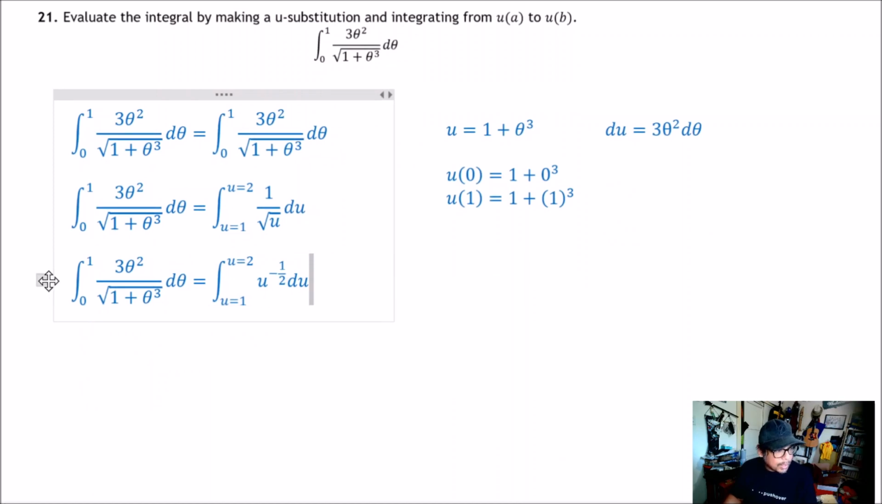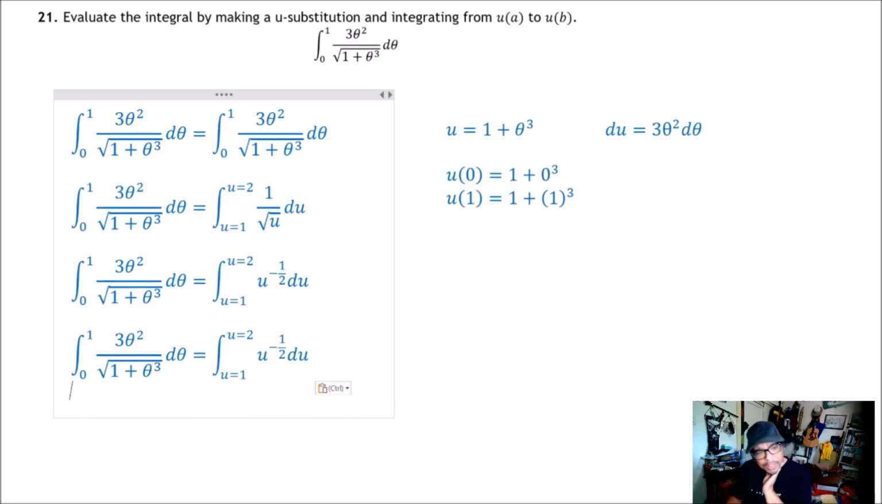And then if we integrate that, u to the negative 1/2 power, negative 1/2 plus 1 is 1/2. So this is 1/2, u to the 1/2 power. Let's put an equal sign. That's equal to u to the 1/2 power multiplied by 2 over 1.